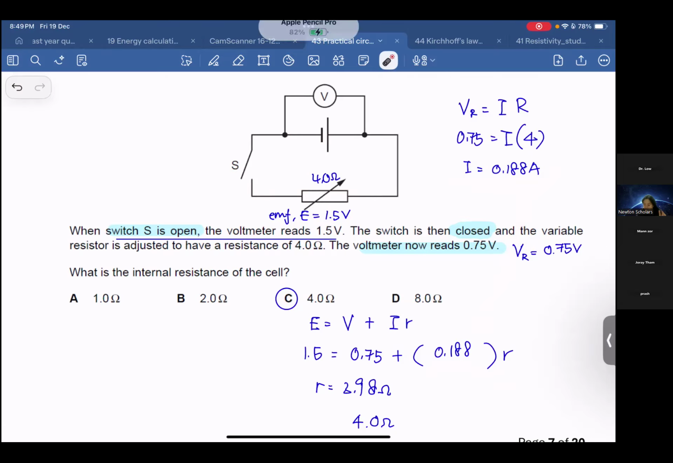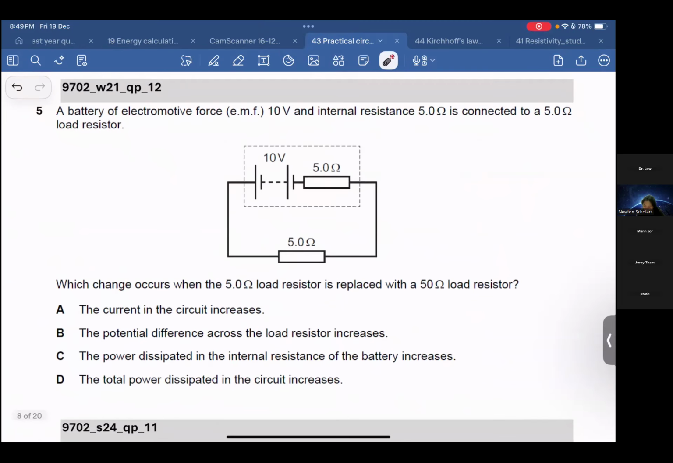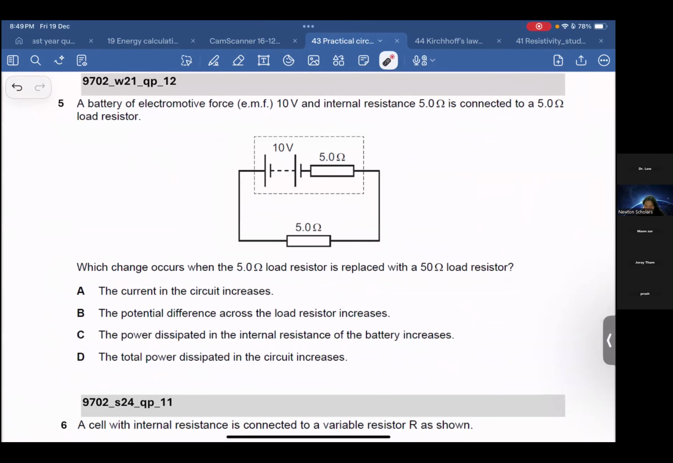Okay, so here, if no question, we go to your page number 8, question number 5. What change happened when the 5 ohm load, this is the load resistor, not the internal resistor, is replaced by 50 ohm? Here it becomes 50 ohm. So 10 seconds, read the question and try to choose an answer. Now our load becomes 50 ohm. A, B, C, D, which one will change?